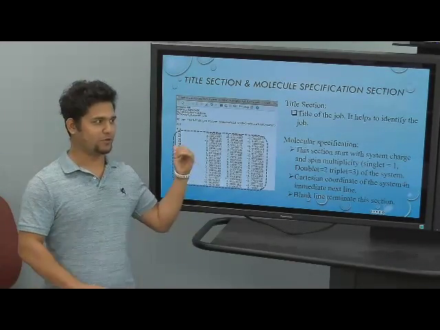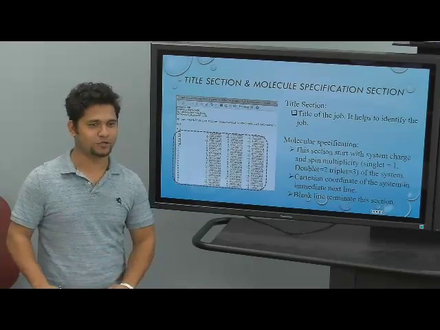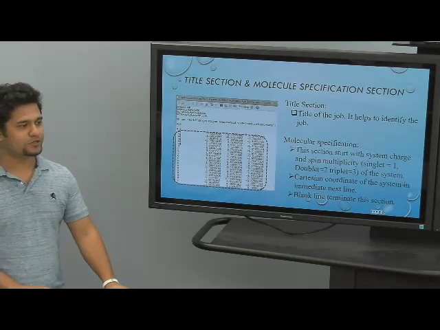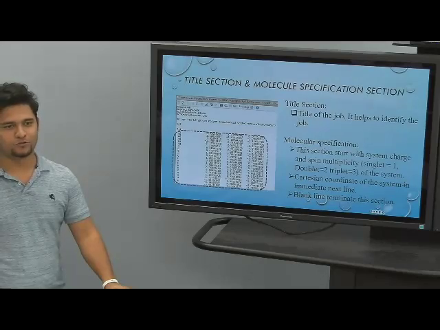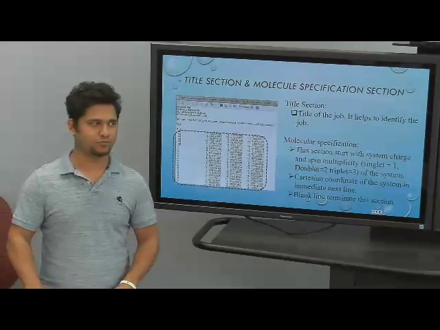But it doesn't work on all calculations. It works on optimization jobs and stepwise calculations. Suppose you are doing TDDFT, it doesn't work, because it's a single point job.